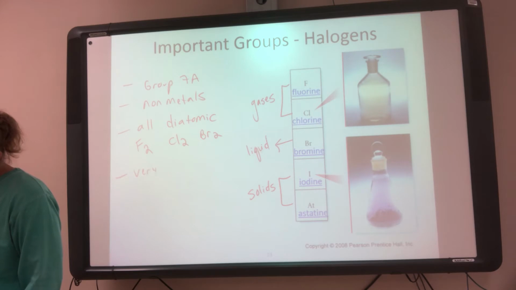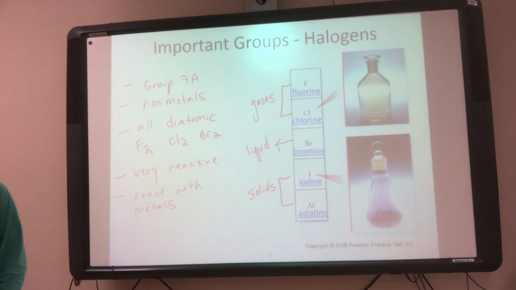These guys are very reactive, and they're going to react with metals. So they're going to react mainly with our group 1 and our group 2 that we've already talked about. All right, so those are the halogens.